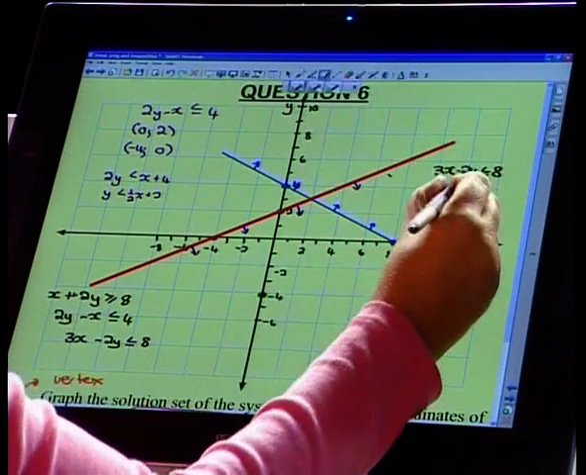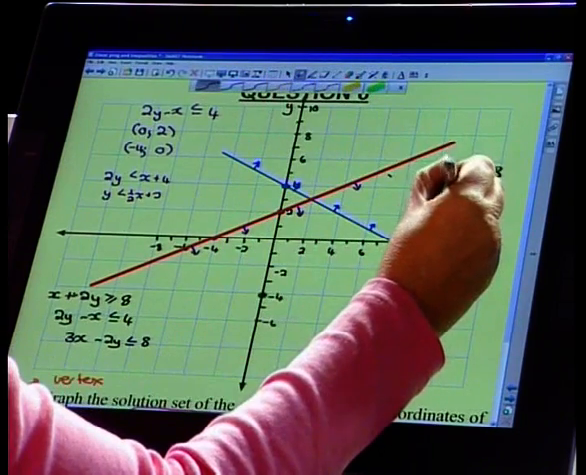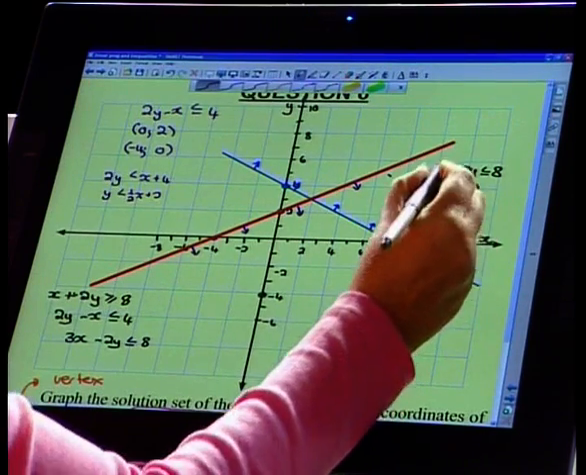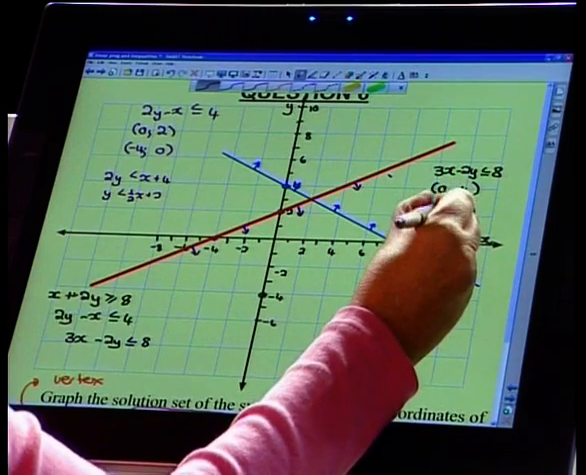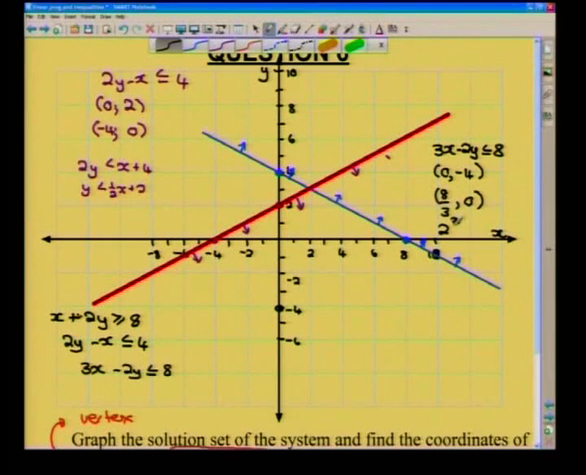In fact, that's not a very nice minus 4, so let's just make it look a little bit better. Right, and if y is 0, then 3x equals 8, which means x equals 8/3. Now, 8/3 is not a pretty number to write and to plot, but we can still do it. So we're going to go along here. 8/3 is about 2 2/3, so 2 2/3 about here. And we know that our line must go through that.